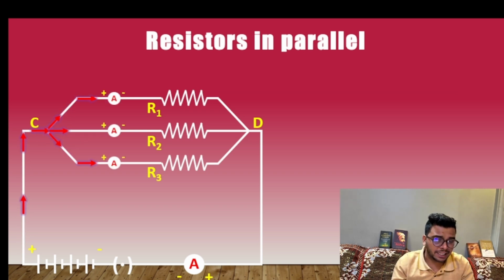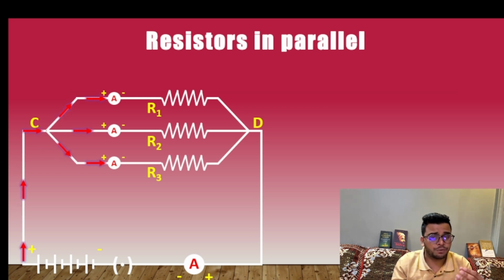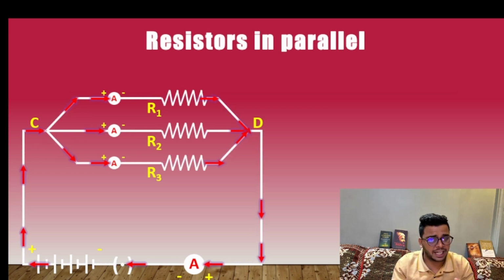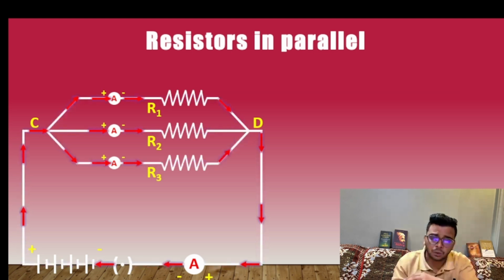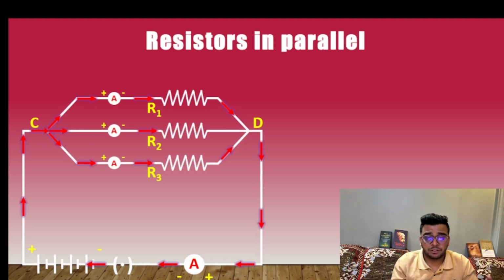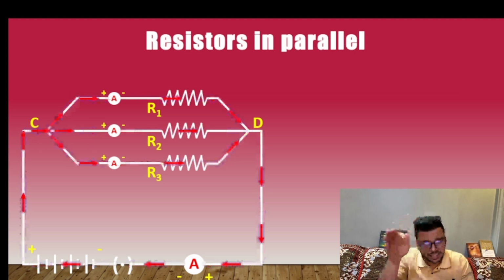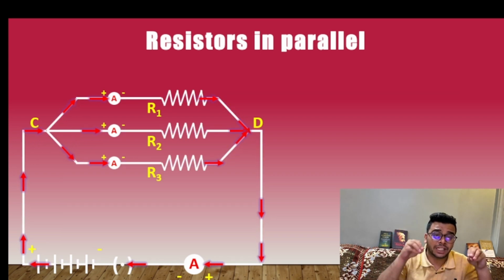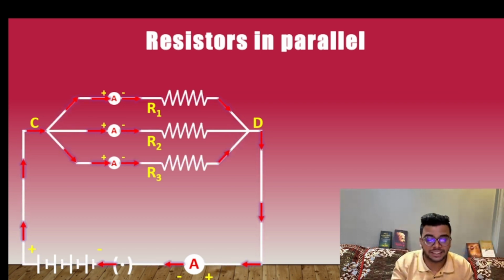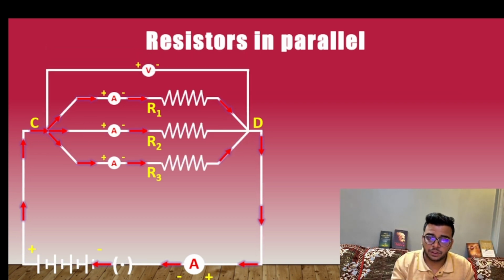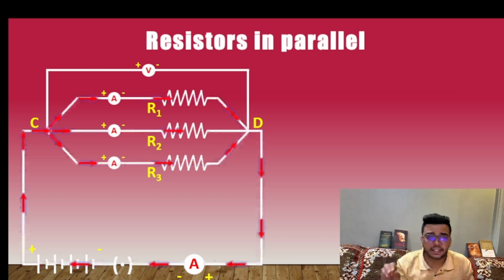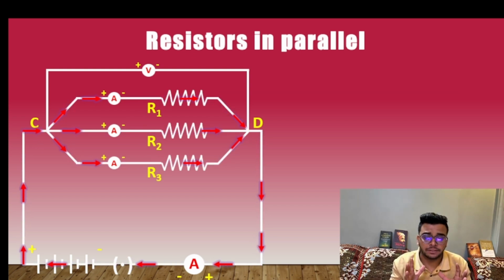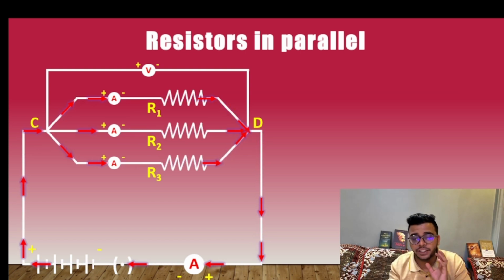So we will connect 3 more ammeters and we get values of I1, I2 and I3. After that, we can see they are connecting back at point D. So we can measure the potential difference between these 2 points, that is C and D. That is why we have connected the voltmeter in parallel from point C and point D.